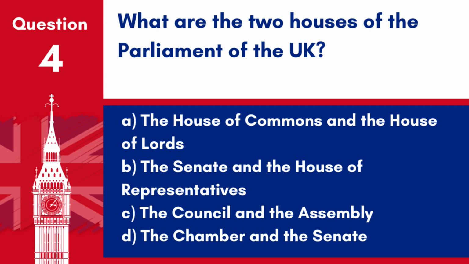A. The House of Commons and the House of Lords. B. The Senate and the House of Representatives. C. The Council and the Assembly. D. The Chamber and the Senate. Answer. A. The House of Commons and the House of Lords. The UK Parliament is bicameral, consisting of the House of Commons and the House of Lords.